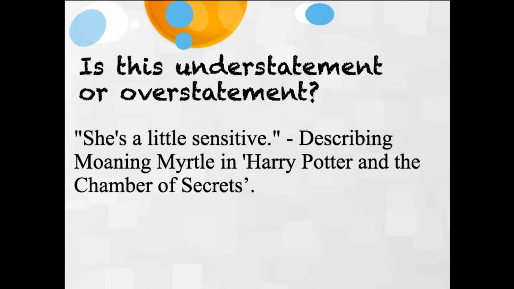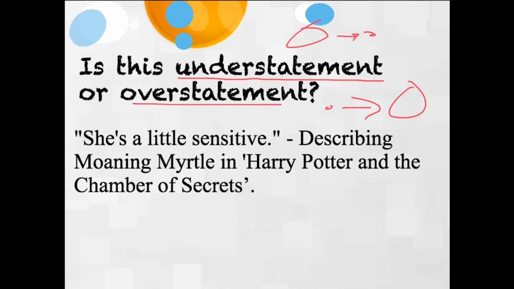Okay, here's another example. You're going to tell me, is this an example of understatement, taking something big and making it sound small? Or is this an example of overstatement, taking something small, making it sound big? So, it says here, describing Moaning Myrtle. If you don't know Moaning Myrtle from Harry Potter, she's a character who's always whining, always crying, always upset, right? And if we describe that character as being a little sensitive, that's another example of an understatement.